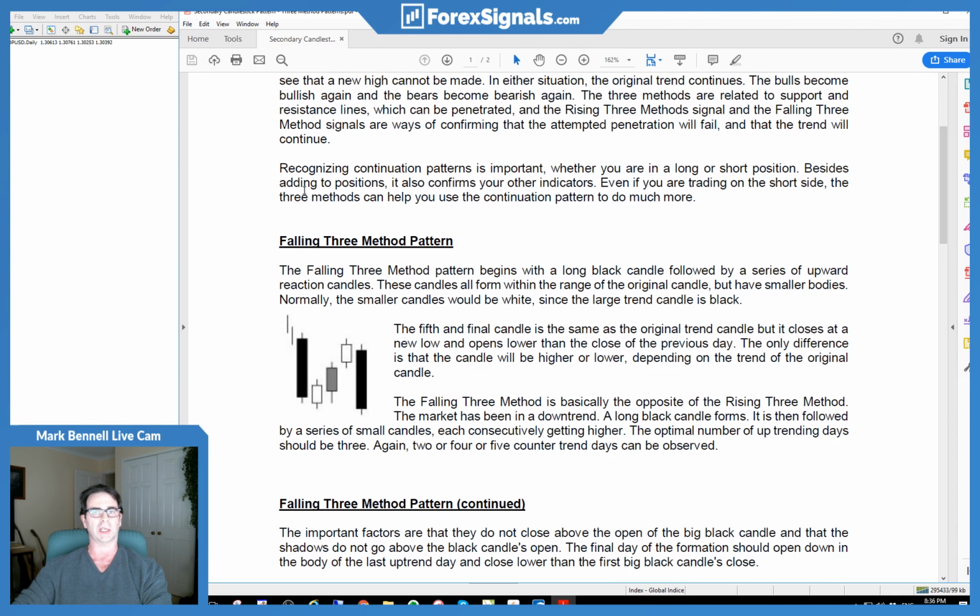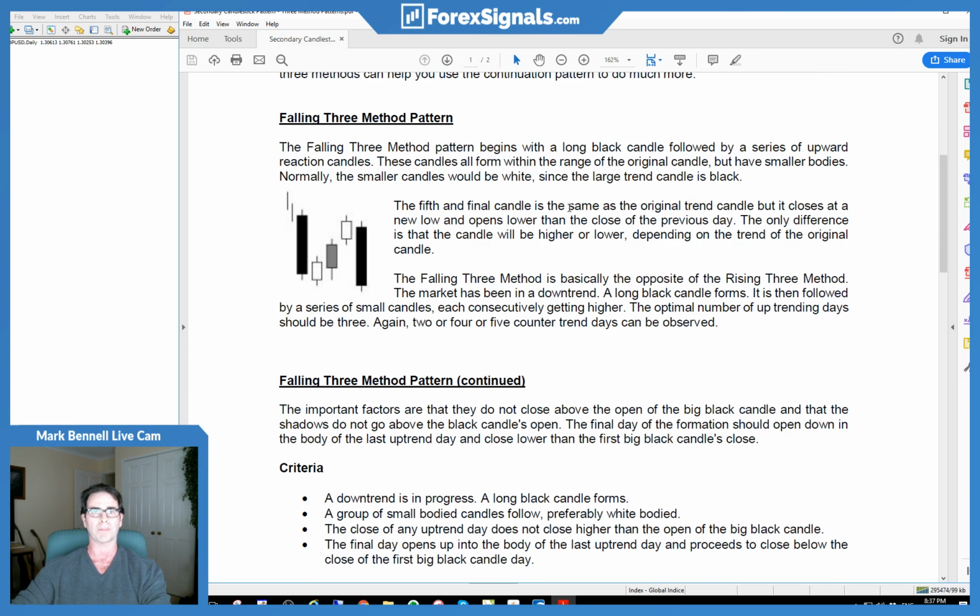So recognizing continuation patterns is important whether you're in a long or short position. Besides adding to positions, it also confirms your other indicators. Even if you are trading on the short side, the three methods can help you use the continuation pattern to do much more. So the falling three method.